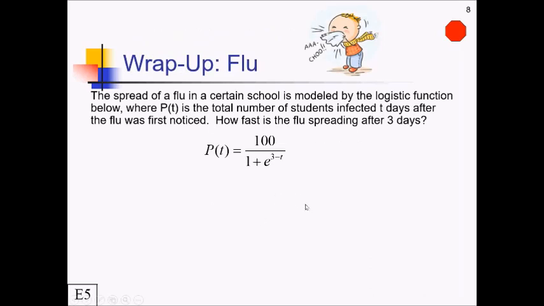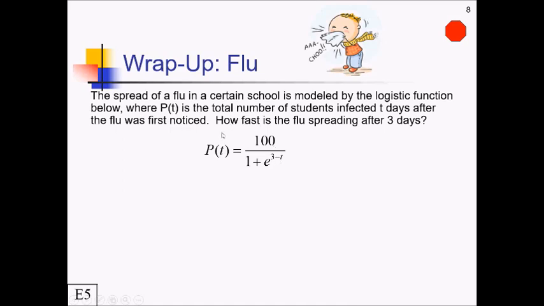So at this point, you might be thinking, well, we haven't done a quotient rule. We haven't done something where we have to plug in a number or a real-life problem. We're going to do all that on this last problem. So flu in a school is spreading according to this logistic function, where p is the number of students infected after t days. We want to know how fast the flu is spreading after 3 days. So essentially, we need p prime of 3. Pause the video, try it out.